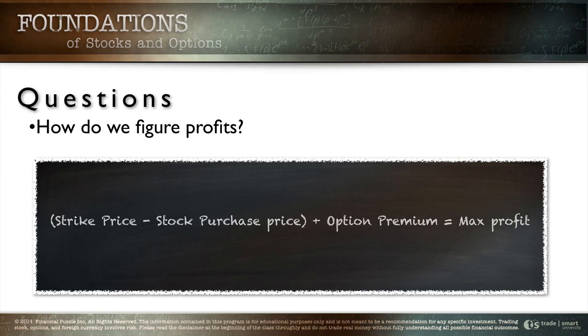So here's how we figure some profits here. Here's your formula. The strike price minus the stock purchase price plus your option premium equals your maximum profit.